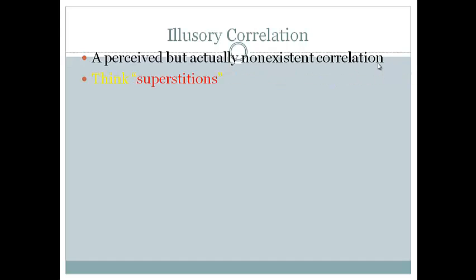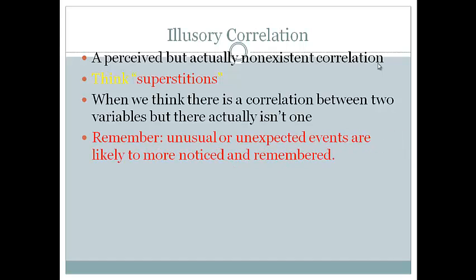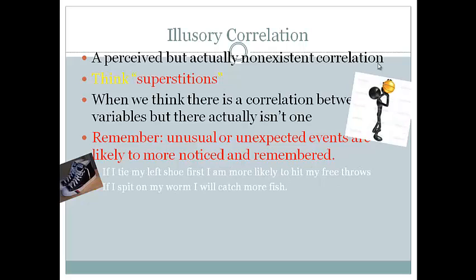Now, one thing to be concerned with here is something called an illusory correlation. That's when you perceive a correlation exists between two variables, but in reality it doesn't. Think superstitions here as an example. And remember, from adolescent psych, if you had that class, unusual or unexpected events are likely to be more noticed and remembered. So, for example, let's say you tied your left shoe first and you hit all 10 of your free throws in a basketball game. You might think, well, gosh, the way I tie my shoes is related to the number of free throws I make. In reality, it probably isn't if we put it to the test.